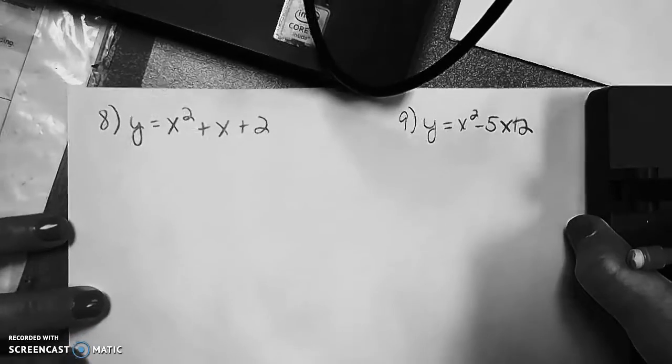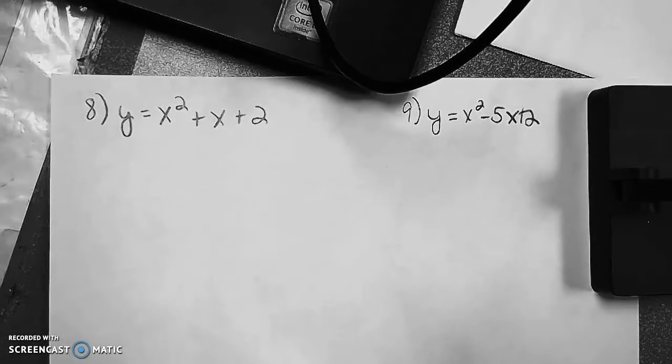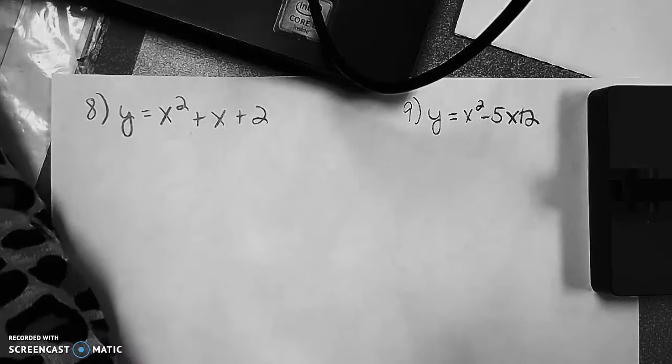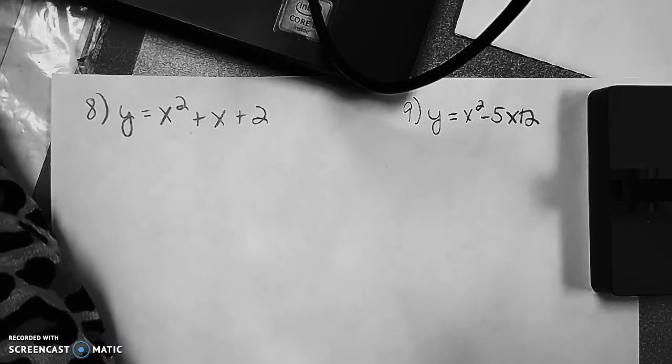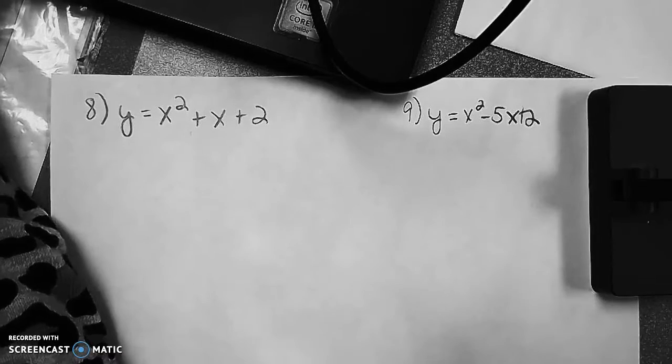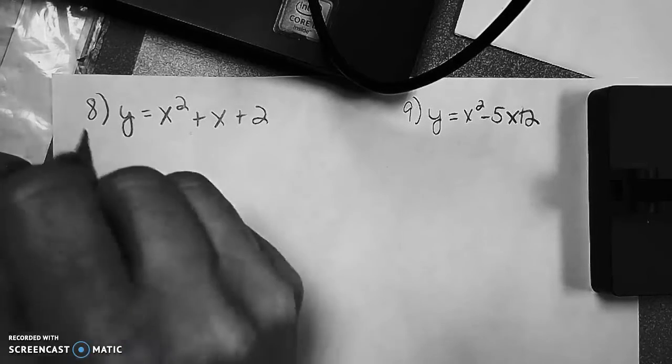Good morning. We're looking at frequently asked homework questions for homework 5.11. So I heard 8 and 9. As we look at 8 and 9, they had two different sets of instructions. The first said write this in vertex form by completing the square. So that's what we're looking at first, getting this into vertex form.